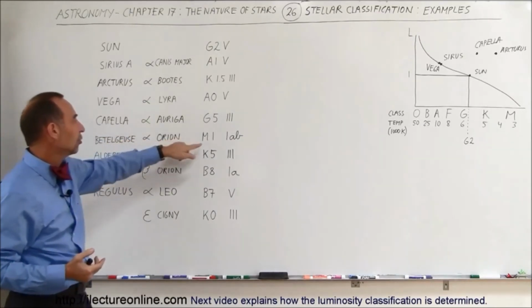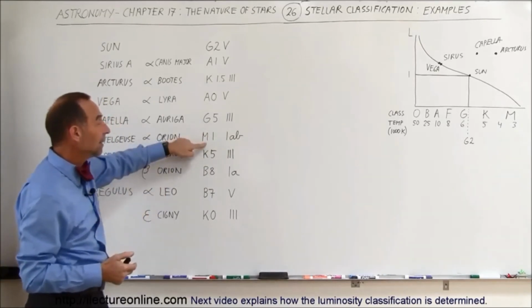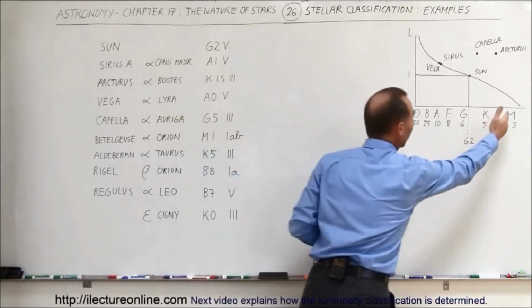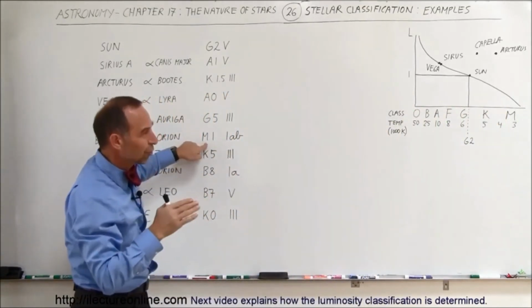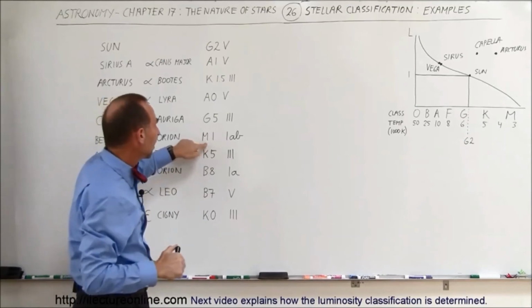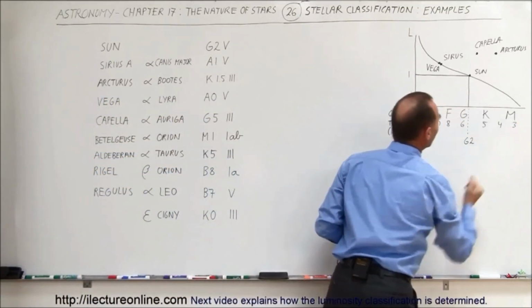Notice Betelgeuse is an M1 1AB. What does that mean? Well, M is an M-class star. M1 is just to the right of M0. So the surface temperature is probably just slightly over 3,000 degrees, because the 3,000 degree mark starts maybe at M2, M3.